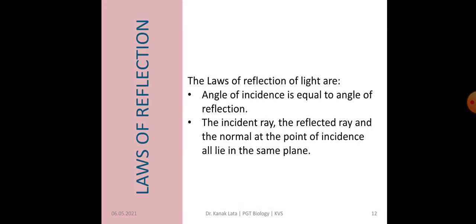Now our next topic is laws of reflection. There are two laws of reflection. The first law is that the angle of incidence is equal to the angle of reflection. The second law is that the incident ray, the reflected ray and the normal at the point of incidence all lie in the same plane.